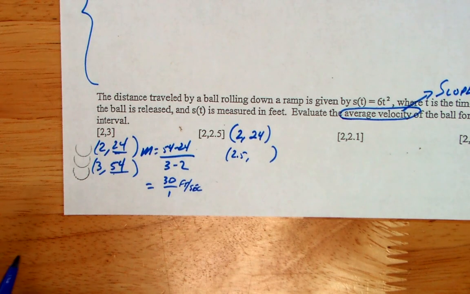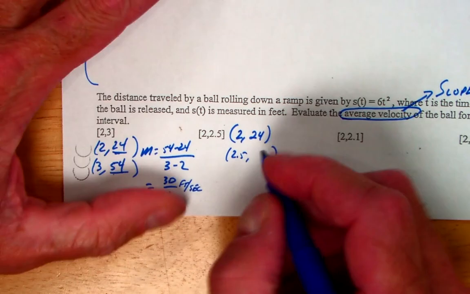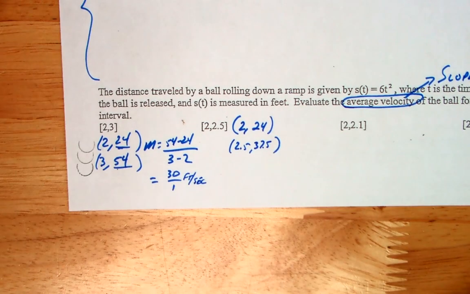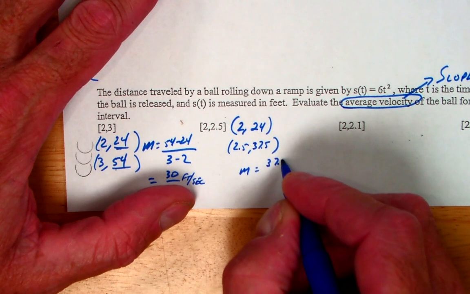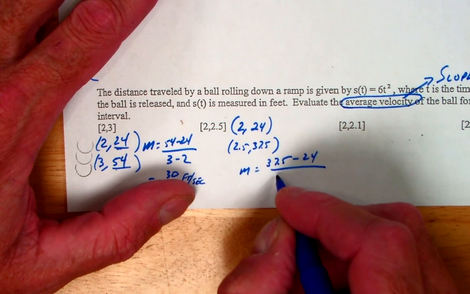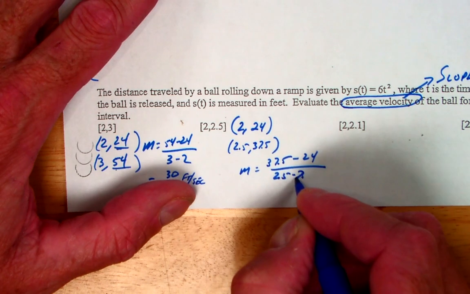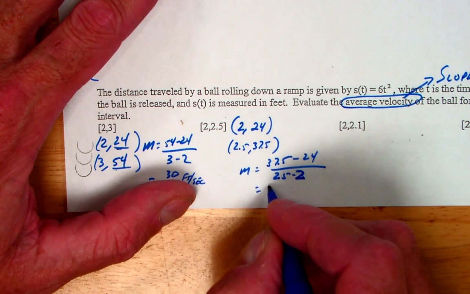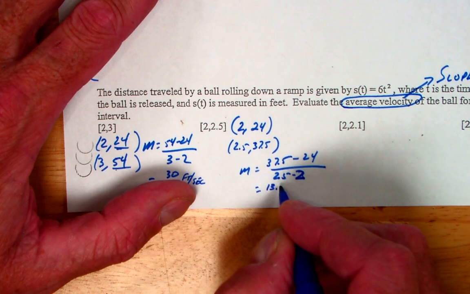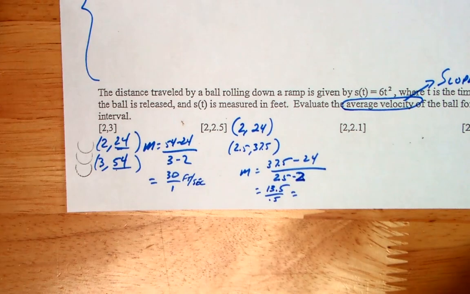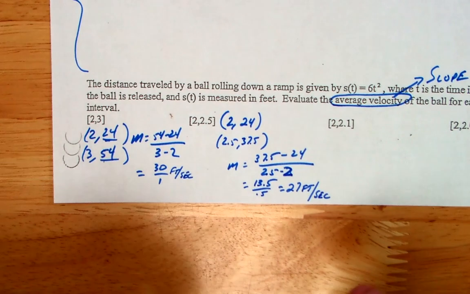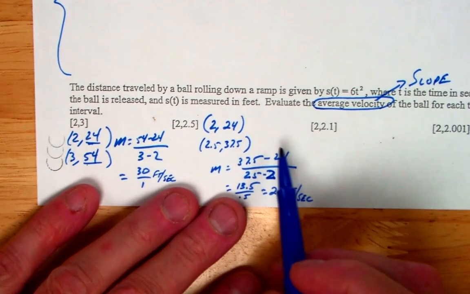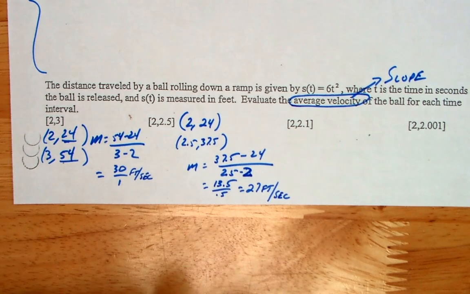It's 37.5? Okay. So now my average speed is measured in distance over time, which is what we're doing here. So my slope is 37.5 minus 24 over 2.5 minus 2. And I'm going to ask you to calculate this for me. 13.5 over 0.5, is that 27? 27 feet per second. So that is over a smaller interval. So what we're working on, if you take a look at my intervals, I'm getting closer and closer and closer to the speed at 2 seconds.